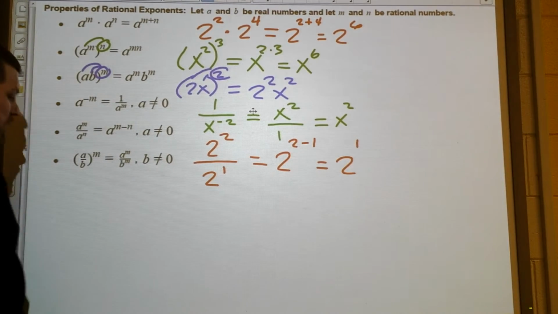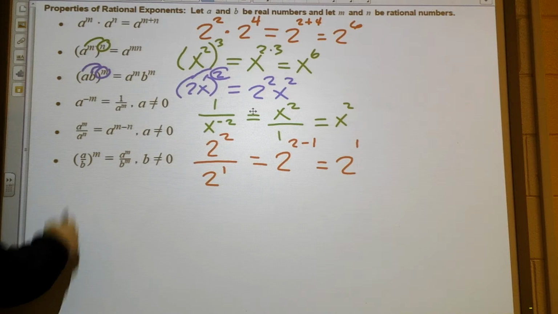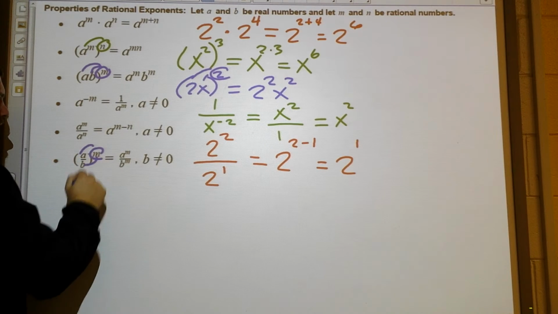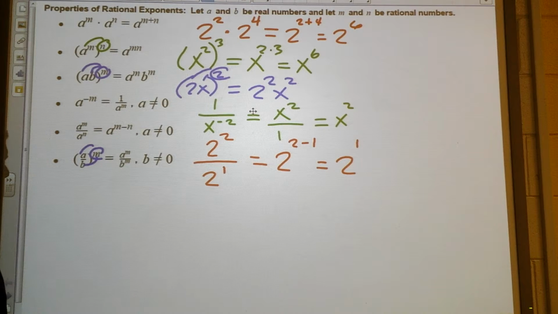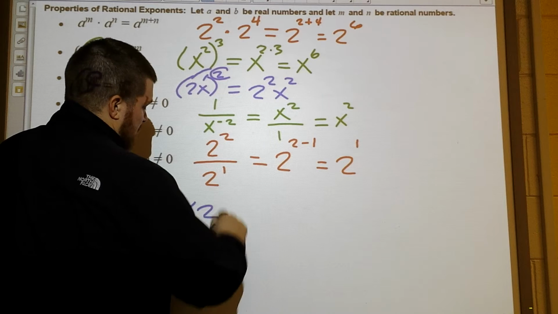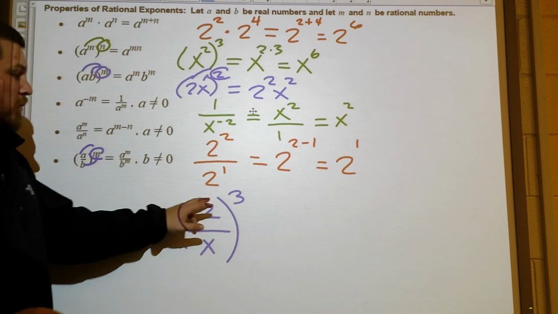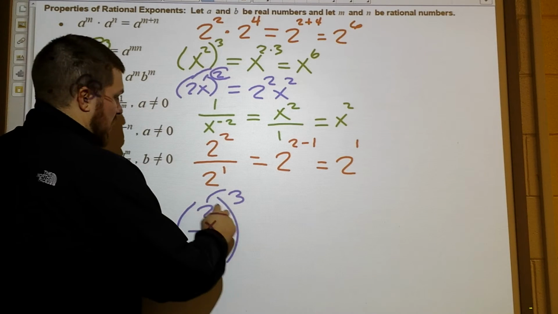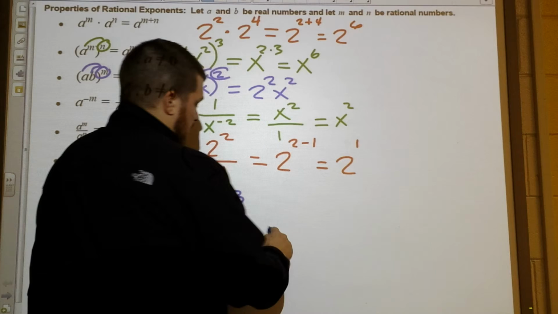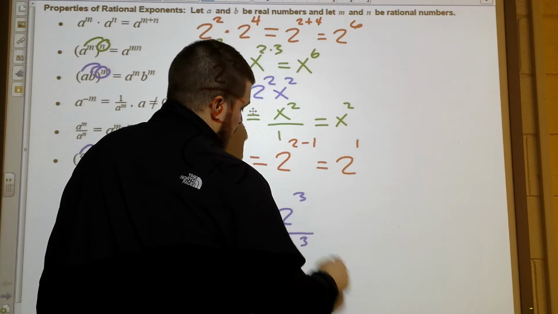Pretty easy. And then finally also, if you have 2 different things on the inside and a power on the outside, we're going to share that power. Everything on the inside is going to get that power on the outside. So for instance, let's say I have 2 over x, and I want to say that's to the 3rd power. Both pieces are going to get that 3rd power. So it's kind of like distributive property. Again, we're sharing that power. So I have 2 to the 3rd over x to the 3rd.